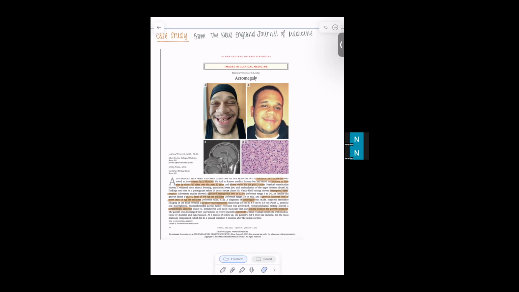The next sentence says that physical examination showed a widened nose, frontal bossing, prominent lower jaw, and malocclusion of the upper incisors, findings not seen in a photograph taken 15 years earlier. Okay, there's a lot of important information here.